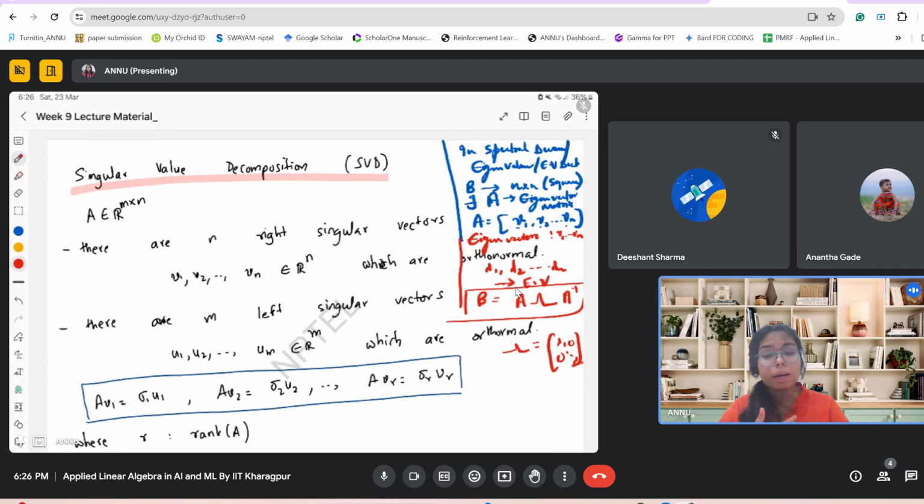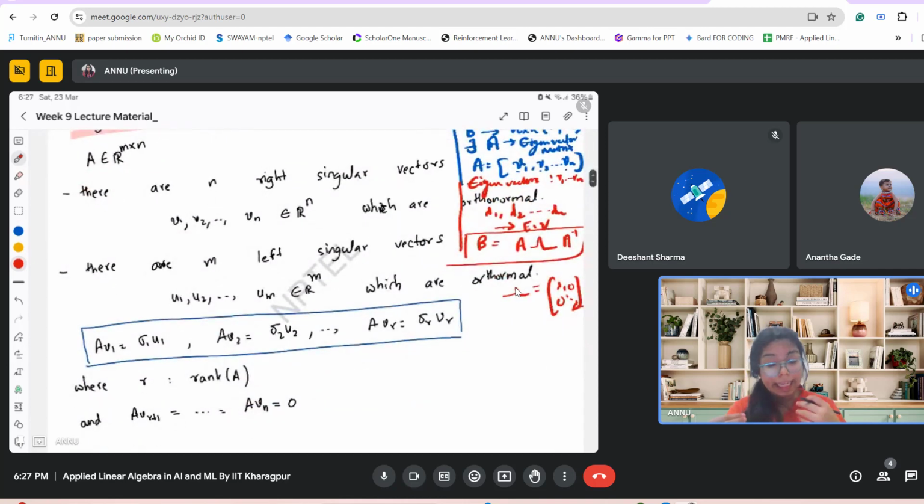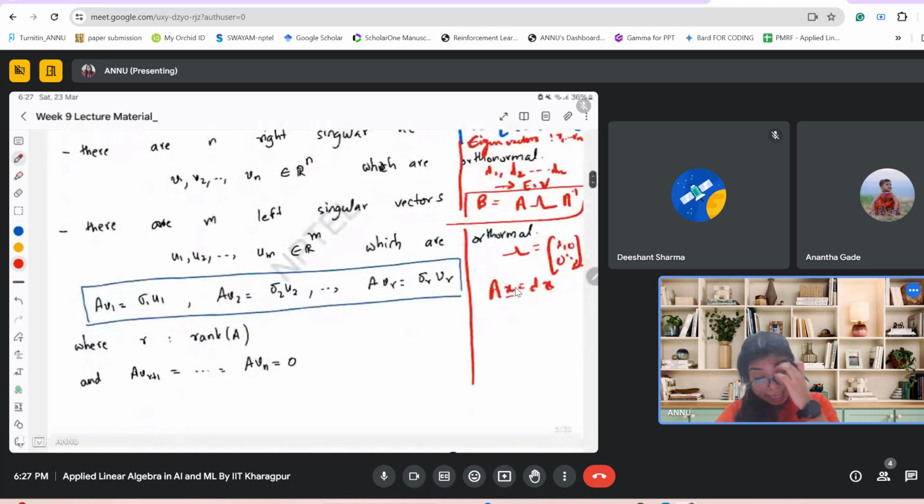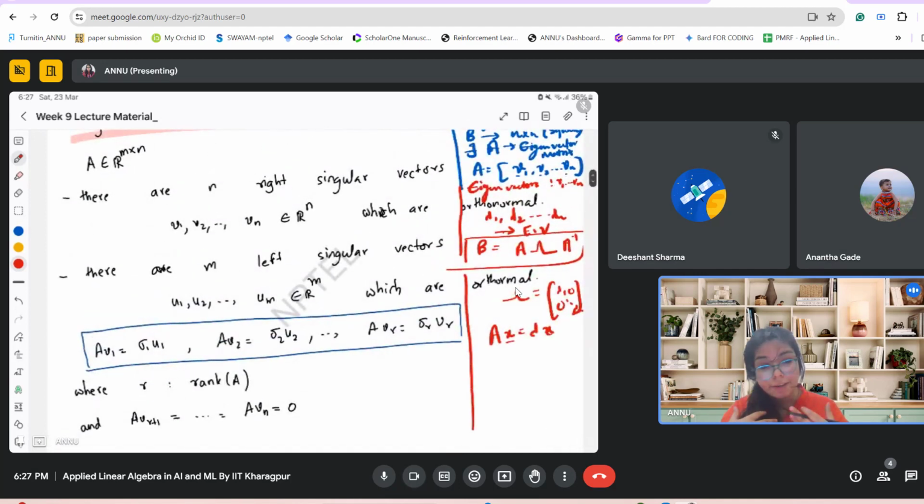Now, in the case of singular value decomposition, we have rectangular matrices as well. Here, Ax equals lambda x was there. We can also write any rectangular matrix in terms of different vectors: A v1 is equal to sigma 1 u1, A v2 is equal to sigma 2 u2, similarly A vr is equal to sigma r ur. Here v1, v2 till vr are the right singular vectors, which we will define precisely later, and u1, u2 till un are the left singular vectors.